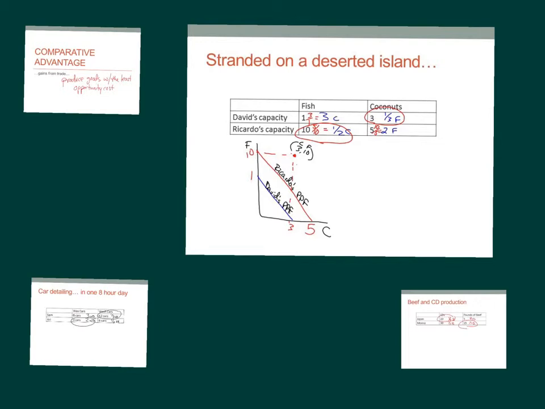The key part about all of this is when you look at the production possibilities frontier, they're able to trade and produce out beyond both of their production possibilities frontiers. And that's a key part of what we did.